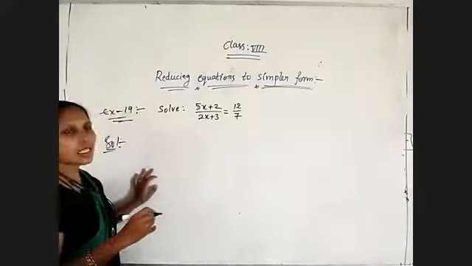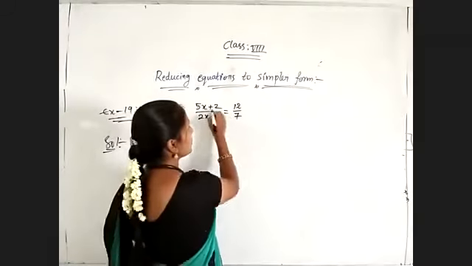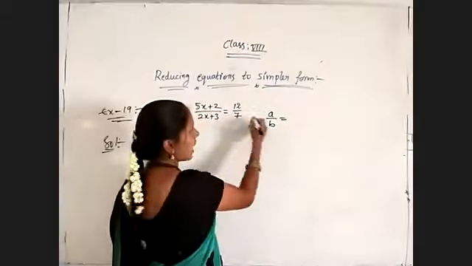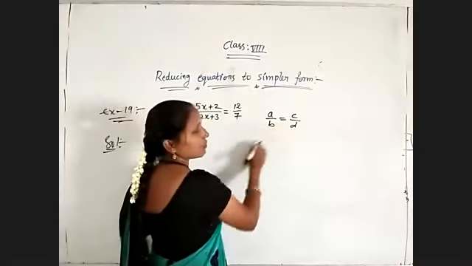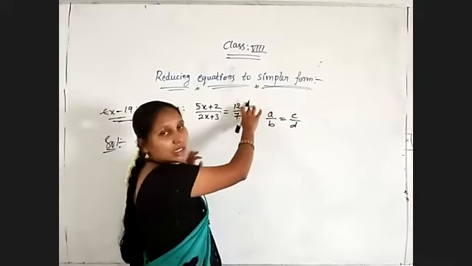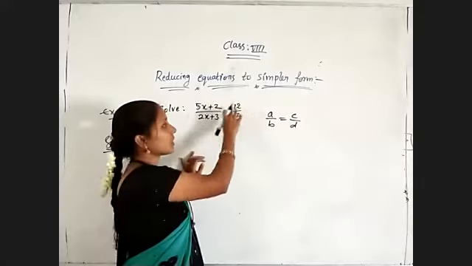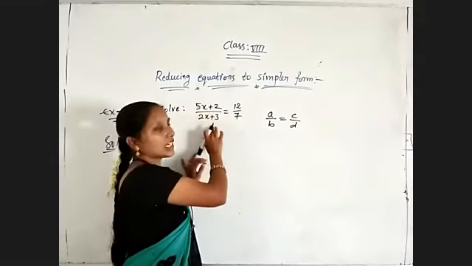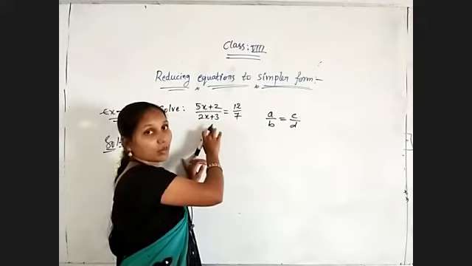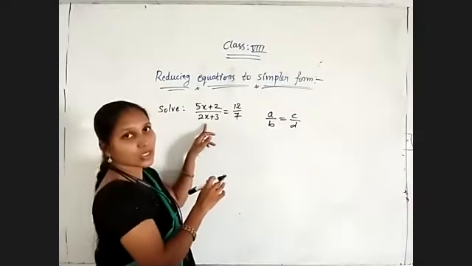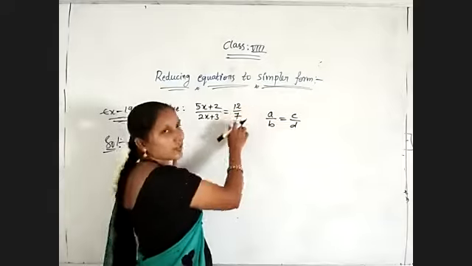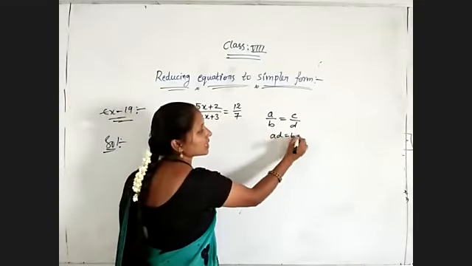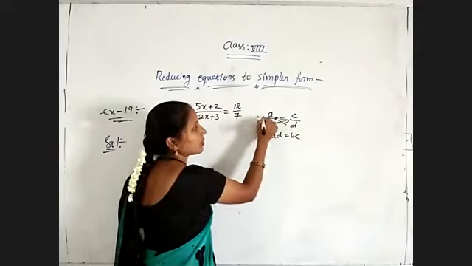See, just as I told you, the LHS is in A by B fractional form, and the RHS is also in C by D form. This is not in variable terms, but on the LHS both the numerator and denominator have variables, so we can't reduce this directly. Go through with the cross multiplication. So AD is equal to BC.